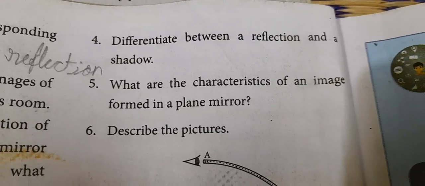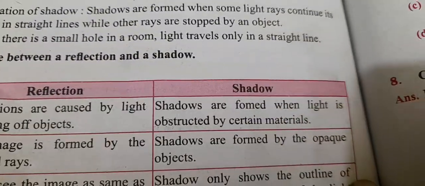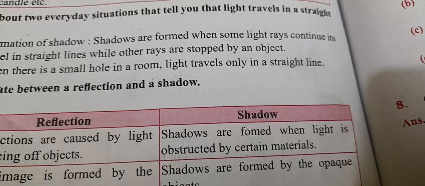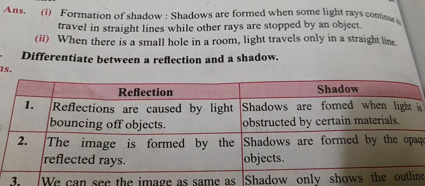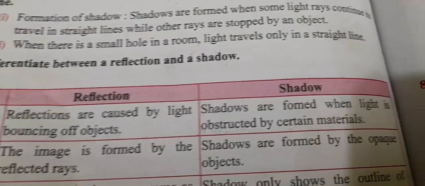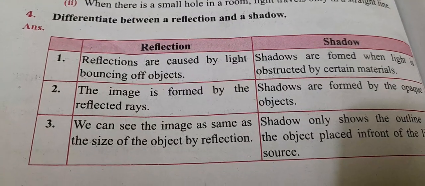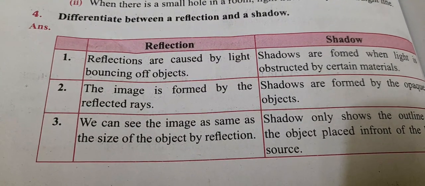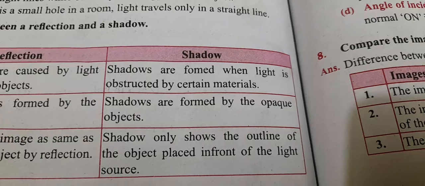Fourth question: differentiate between a reflection and a shadow. Reflections are caused by light bouncing off an object. Shadows are formed when light is obstructed by certain material. Reflection: the image is formed by the reflected rays. Shadows are formed by opaque objects. Reflection: we can see the image the same size as the object. A shadow only shows the outline of the object placed in front of the light source.